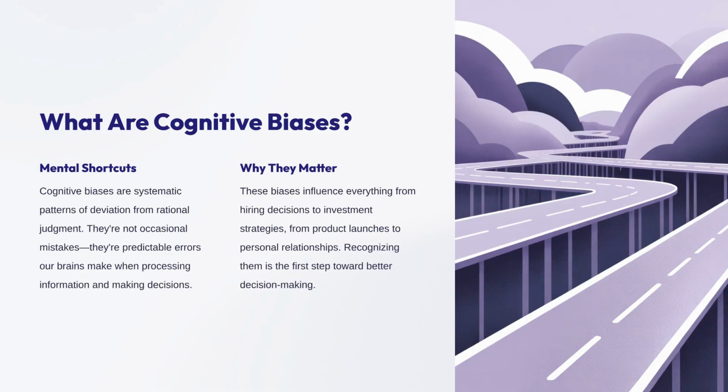Cognitive biases are systematic patterns of deviation from rational judgment. They are predictable errors our brains make when processing information. These biases influence everything from hiring to investment strategies, making recognition the first step toward better decision-making.